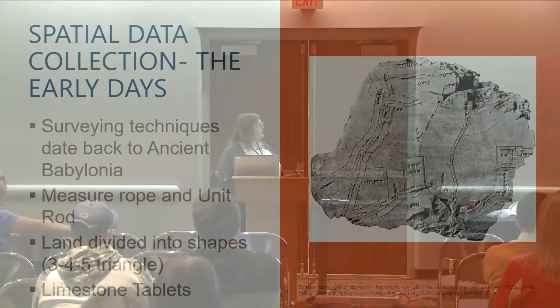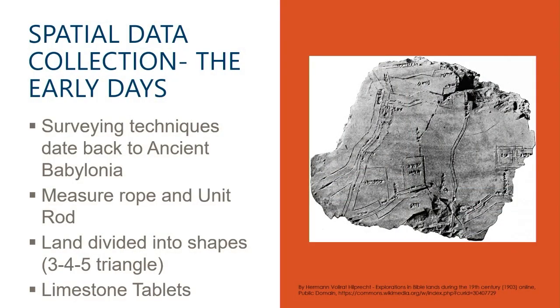So let's go back a couple thousands of years. We're going to journey back in time and take a look at the beginnings of spatial data collection. So it all started with surveying, and surveying techniques date back to ancient Babylonia. A measure rope and unit rod were used to construct Pythagorean triples to divide agricultural plots and draw map elements. Survey information in those days was recorded on a limestone tablet, and some of our first maps were on those limestone tablets. So in the picture on the slide, you see an example of one of those maps. It's a river between two hills.